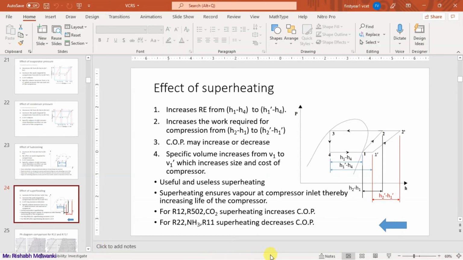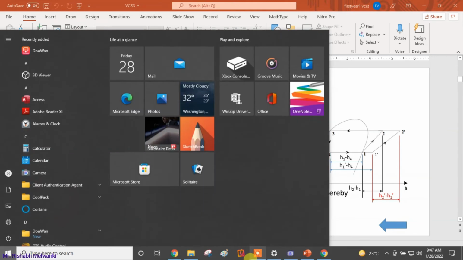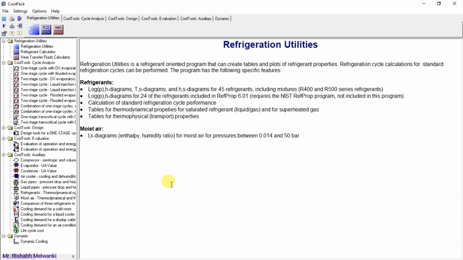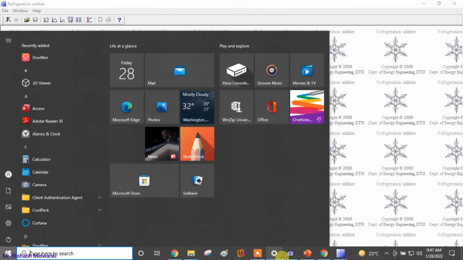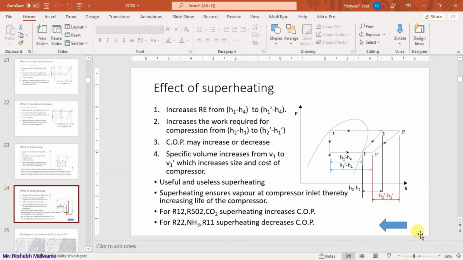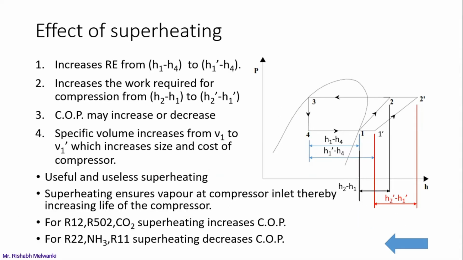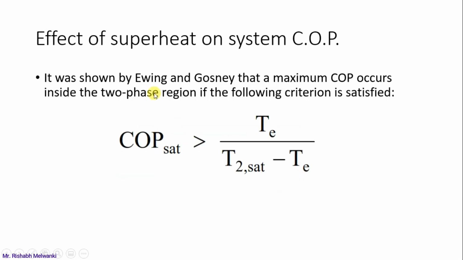The software name is CoolPack. You will be having an assignment also on that software. So this is the software. This is free software. Now, when you observe over here, there is one symbol. You have to double click or single click on this. Now I'll take certain values. There is a criterion which is called the Ewing-Gosney criterion.